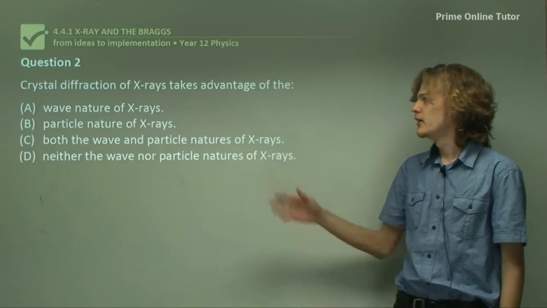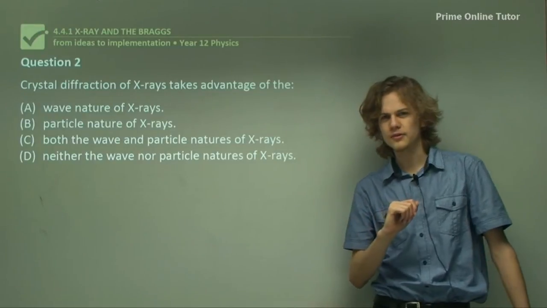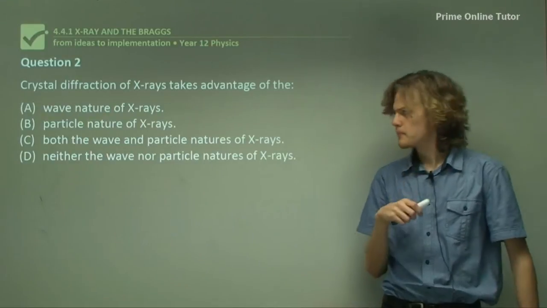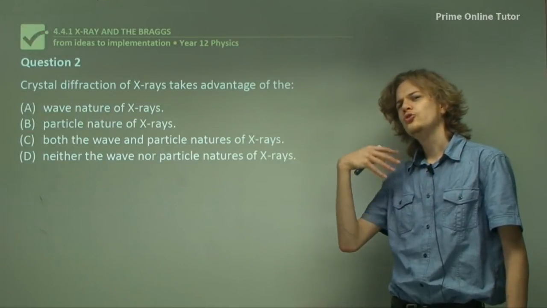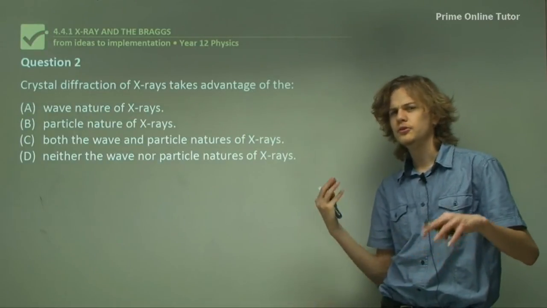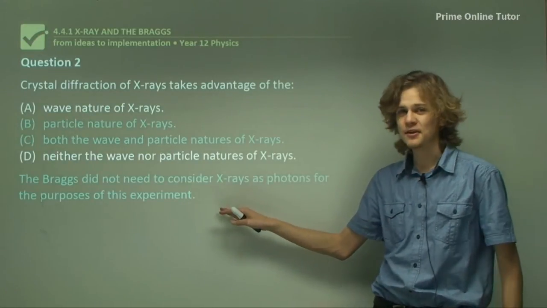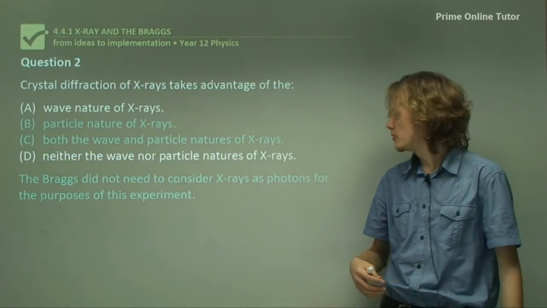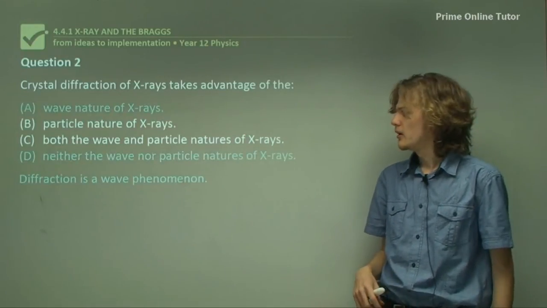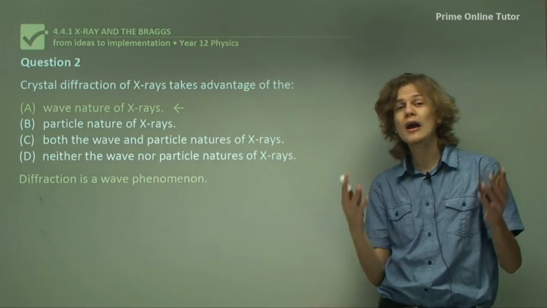Question 2. Crystal diffraction of X-rays takes advantage of the wave or particle nature of X-rays, or both, or neither. Well, let's think about this. The Braggs used diffraction to investigate the crystal structure, right? So we have to ask ourselves, is diffraction a particle phenomenon or a wave phenomenon? As it turns out, the Braggs didn't need to consider X-rays as photons at all for their experiment. So B and then obviously C are both wrong. So diffraction is in fact a wave phenomenon. So we find that the correct answer is A. They took advantage of the wave nature of X-rays.